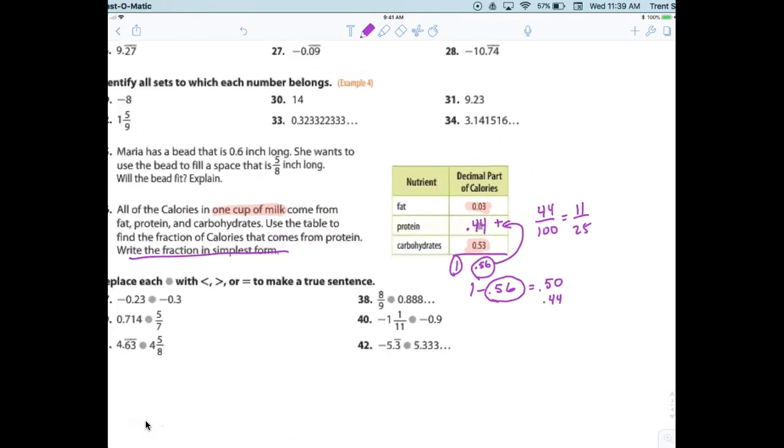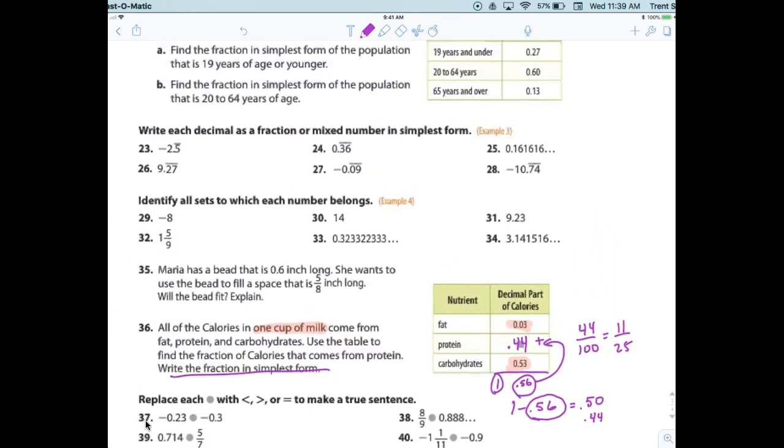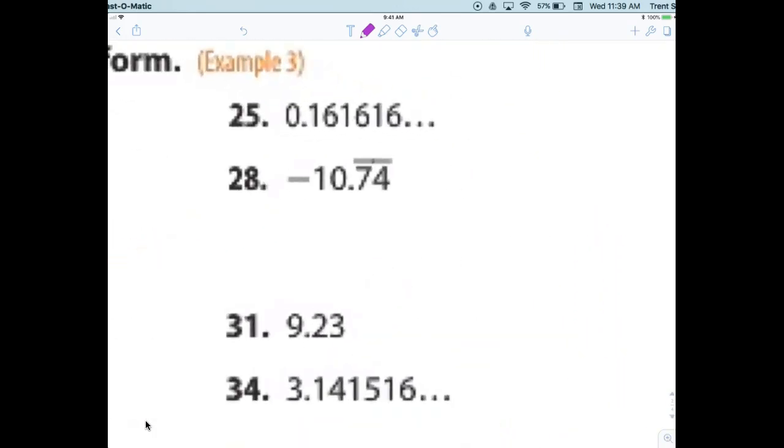Let's take a look at 25, please. Okay, to me it looks like 16 repeated. Do you agree with that? Yeah. So the answer is just what? 16 over 99. Good for you. All right, let's take a look at 35.